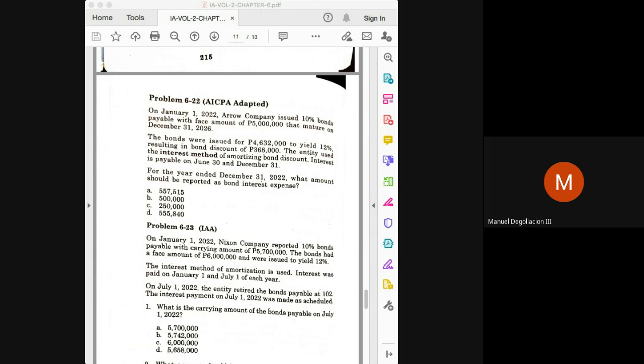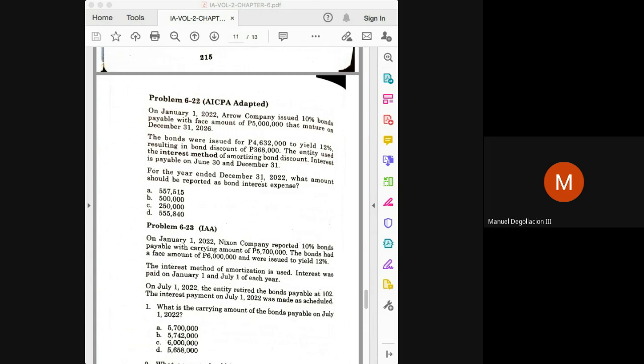Okay, the initial carrying amount is 4,632,000. Okay, we will use that 4,632,000 to compute for the interest expense for the first 6-month period, the first half of the year. Okay, we will be using the effective interest rate. The effective interest rate is 12%, but since we are doing semi-annual amortization, we will just be using 6%, which is 6/12 of the 12% effective rate.